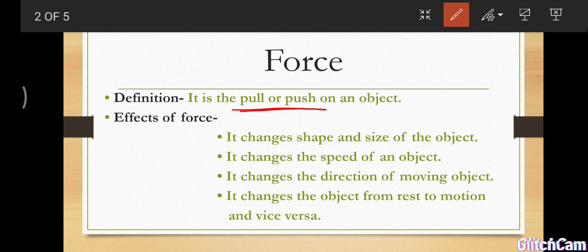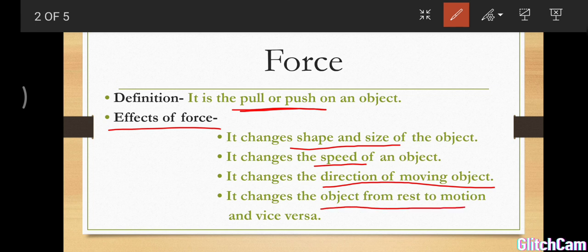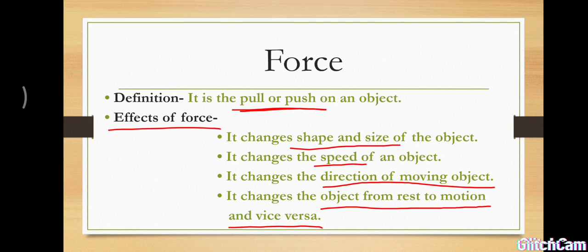Now we are going to see what the effects of force are. There are four effects of force. You have already studied them in the last class. First, it changes the shape and size of an object. Second, it changes the speed of an object. Third, it changes the direction of a moving object. And fourth, it changes the object from rest to motion and vice versa, that means motion to rest. These are the four effects of force.